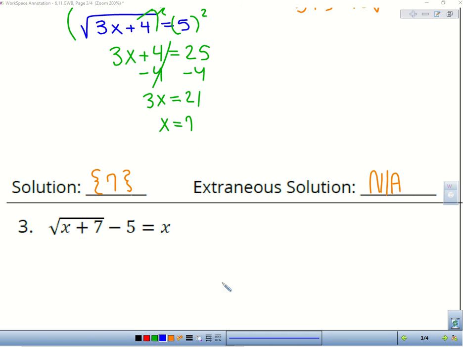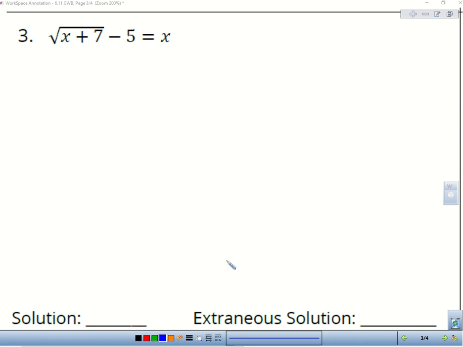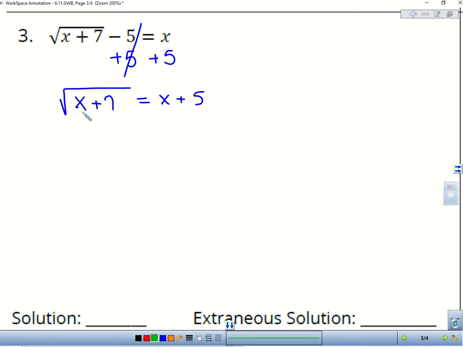Number 3. So same thing here. We're going to add 5 to both sides. That's going to give me the square root of x plus 7 is equal to x plus 5. Good. And then once again, we're going to square both sides. Sorry, not square root, square. That's okay. Don't worry, everybody has mixed that up today.